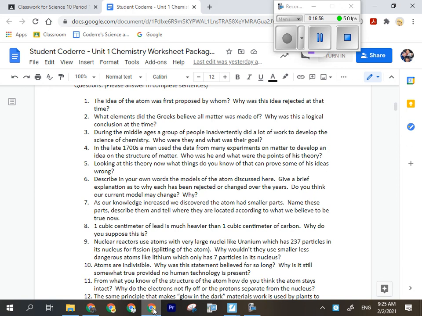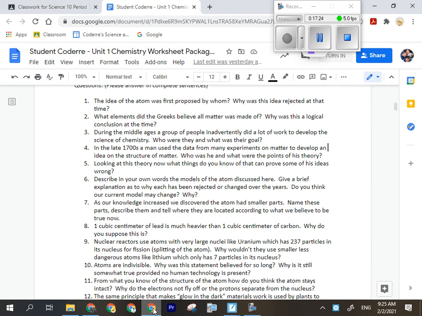All right, number 9, nuclear reactors use atoms with very large nuclei like uranium, which has 237 particles in its nucleus for fission. Fission is the splitting of an atom. What's the other nuclear process? There's fission and fusion. Fusion is when you force atoms together. Fission is when you split atoms apart. So we use big atoms for fission because they're a bigger target, and they're usually less stable.